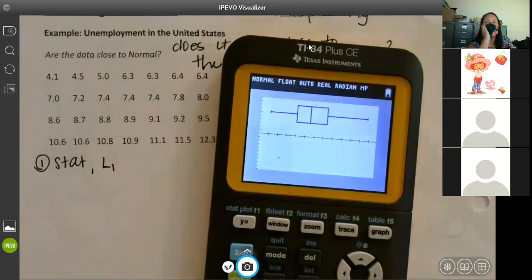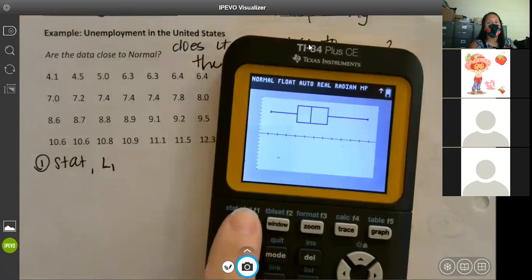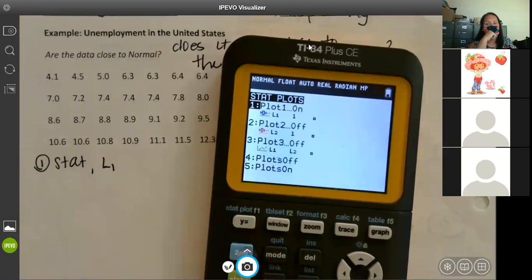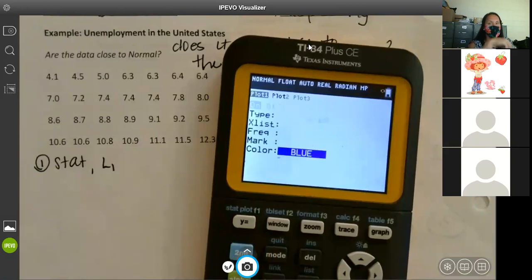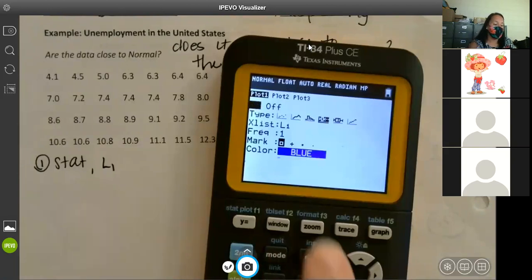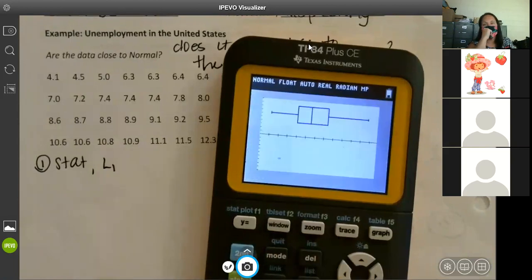Okay, so after you do stat and put it all in, and then can you do it again? I was paying attention, I promise. This will be the third time that I've done it, Haley. Second. Okay, well, I'm watching. y equals. Hit enter. Make sure you turn it on. Do the box and whisker with the dots, and then Zoom 9. Okay. Gotcha. Tell me about this graph.